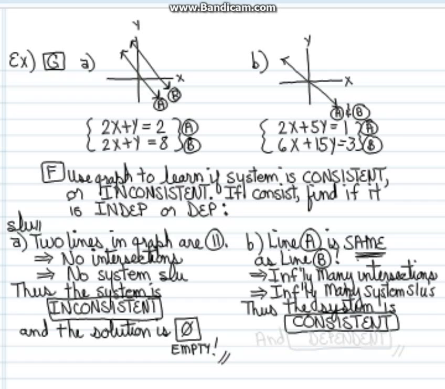Now, is it dependent or is it independent? This system is dependent because it has infinitely many solutions. If it had a finite number of solutions, and you could actually count how many there were, or there was a reasonable amount, not infinitely many, that would be an independent system. But this one is consistent and dependent.